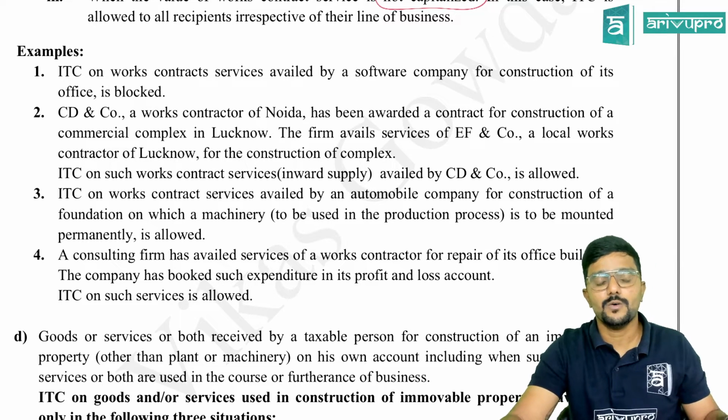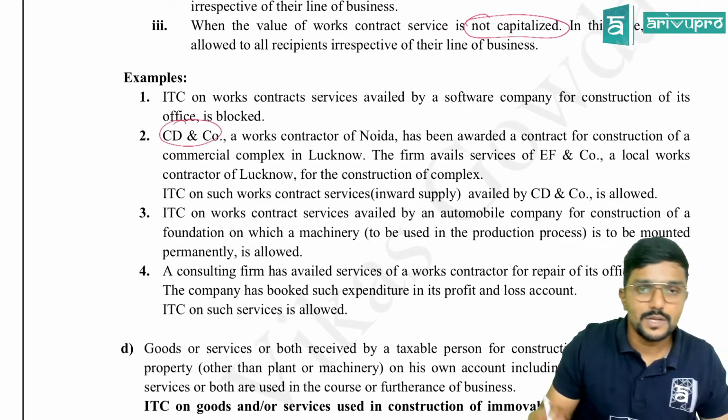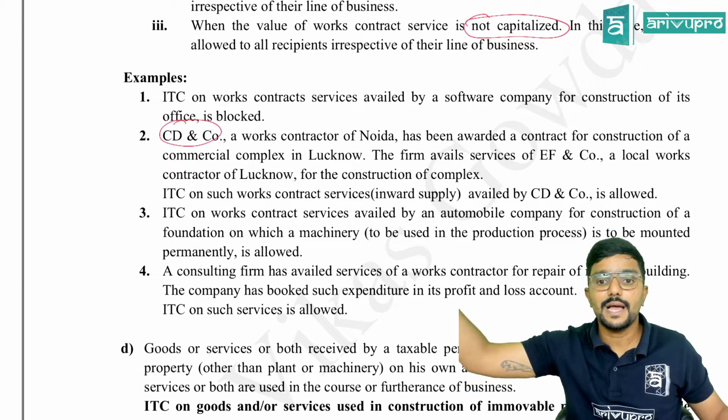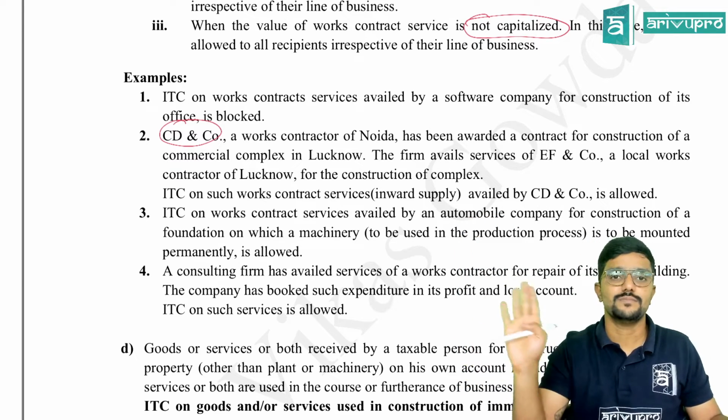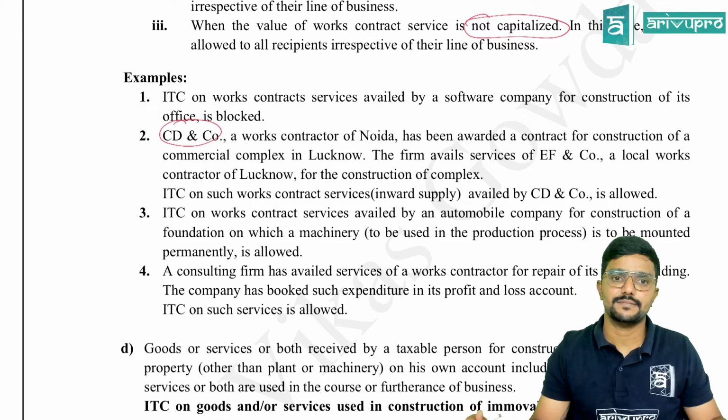Clear? And now, a person has given the contract to CD & Co. Now, CD & Co is giving services to him. Can that person claim the credit? No. Because he is not providing the same category of outward supply. Agree? He cannot claim the credit.